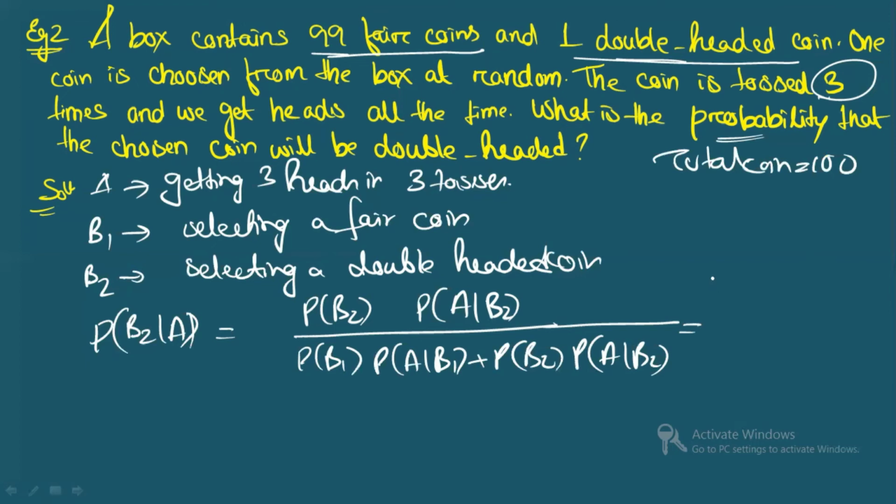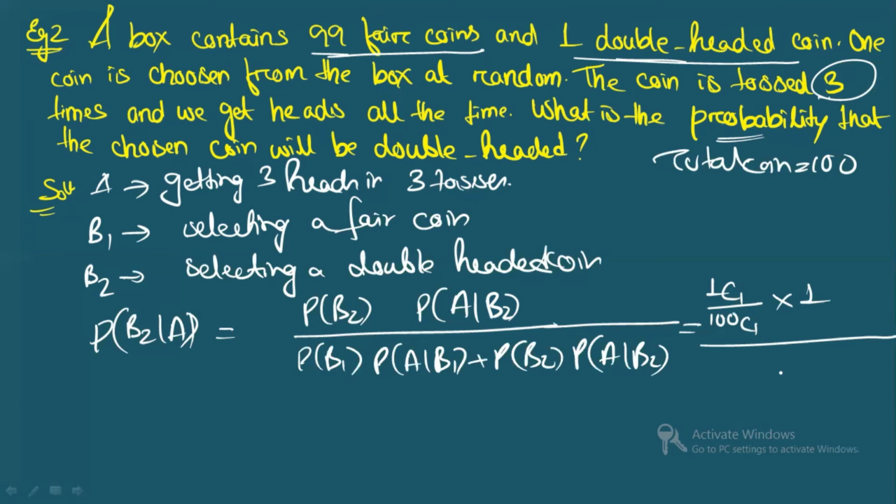So here you see the probability of getting a double-headed coin. There is only one double-headed coin, so you will write favorable divided by total. One coin is chosen and we have one double-headed, so favorable is 1 combination 1, and total is 100 combination 1. The total number of coins is 100 and you have one double-headed coin. Now, given that you have selected a double-headed coin, how many heads will you get? You will get heads all the time, so the probability is 1. So first I'm doing it in terms of combinations, then we will go for the general way.